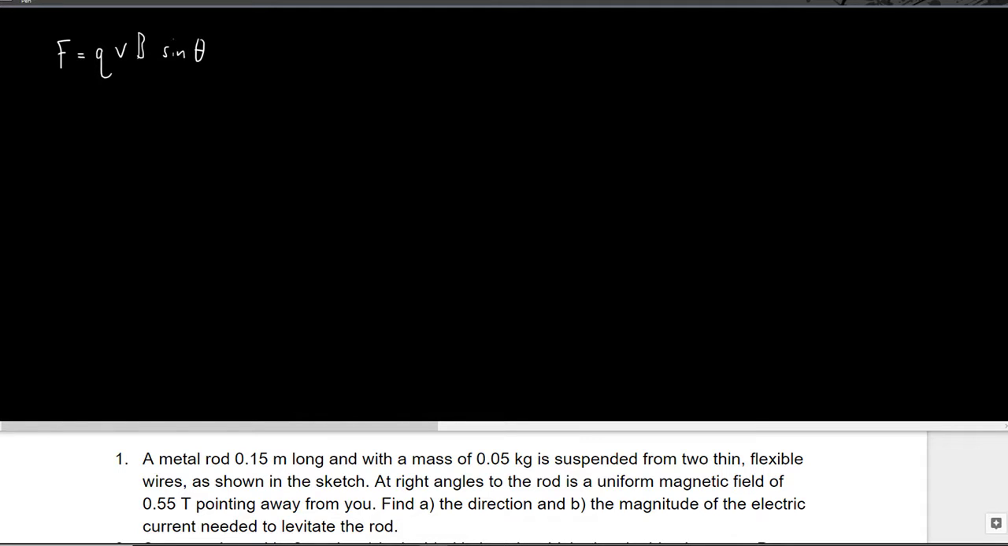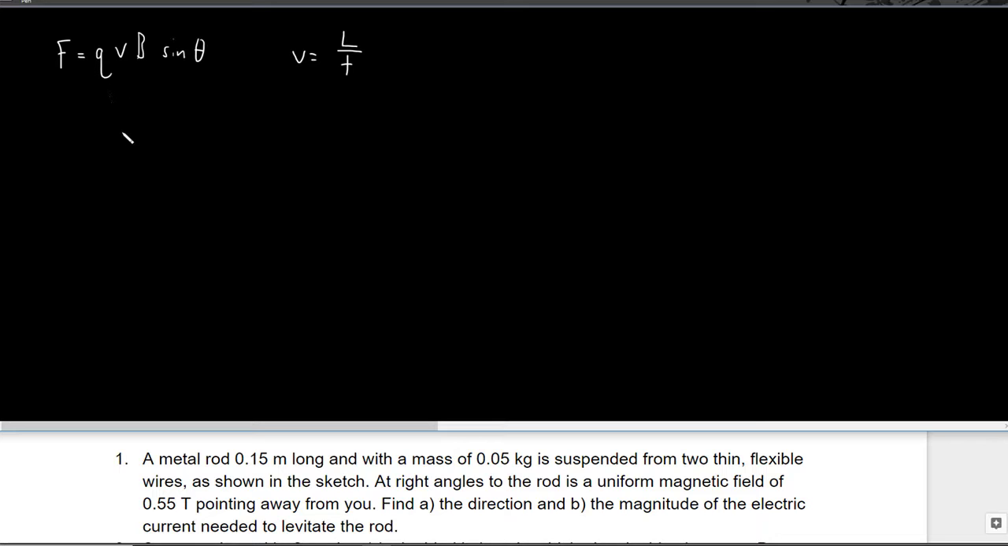So we're going to come back and look at force on a moving charge. Force is equal to Q, the quantity of the charge, times the velocity of that charge, times the strength of the magnetic field, times the sine of the angle relative to that magnetic field. Well, if I'm talking about a current carrying wire, the velocity of the charges in that wire is just distance over time. If my wire has a set length, the velocity is going to be equal to the length of the wire over time.